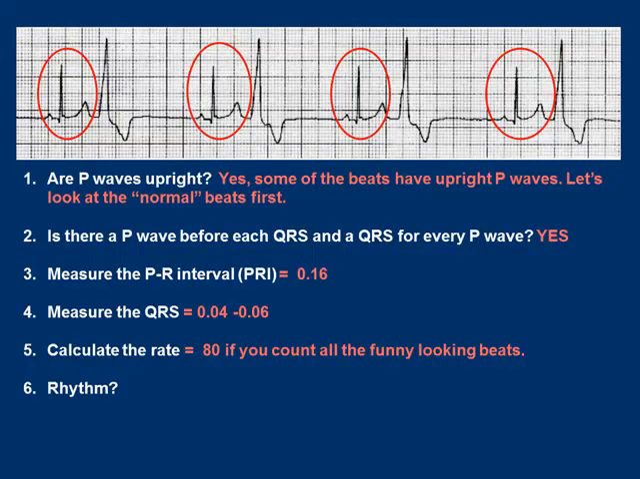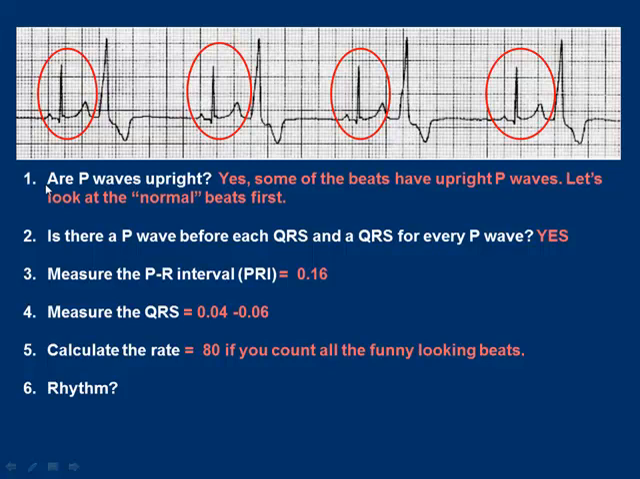So when I ask you the question, are the P waves upright, you might be able to notice that there's a pattern with this rhythm. I have normal complex, P, Q, R, S, T, and then this funky looking thing, and then I've got a P, Q, R, S, funky, P, Q, R, S, funky looking beat, and then P, Q, R, S, and another funky looking beat. So let's look at the normal beats.